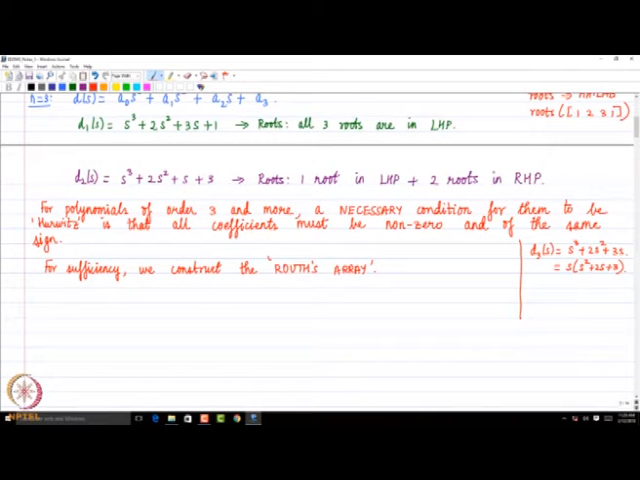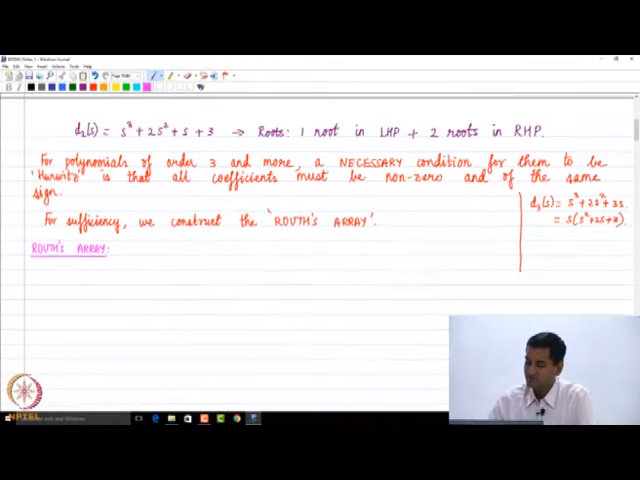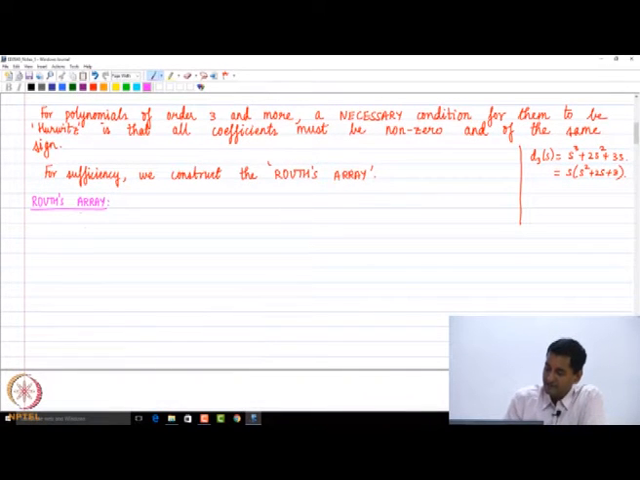Okay, so that's what we are going to do. That's the process to figure out sufficiency, right? So what is this routes array? Let me construct the routes array, then we will discuss the implications for us. So let me write down the routes array.